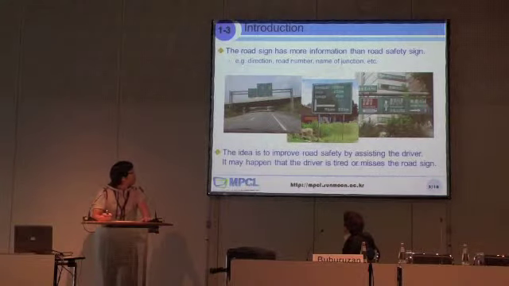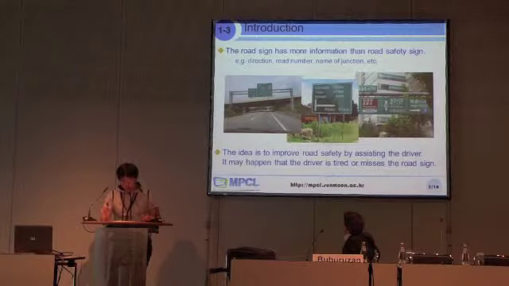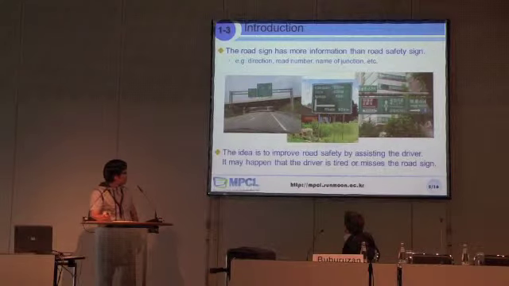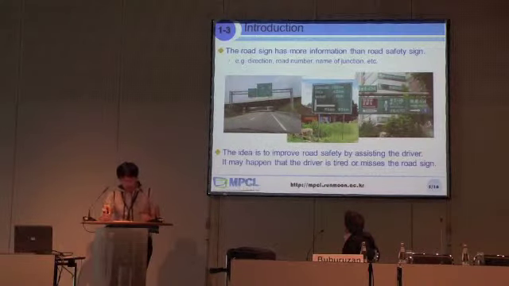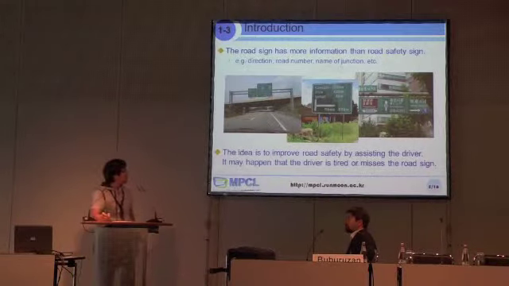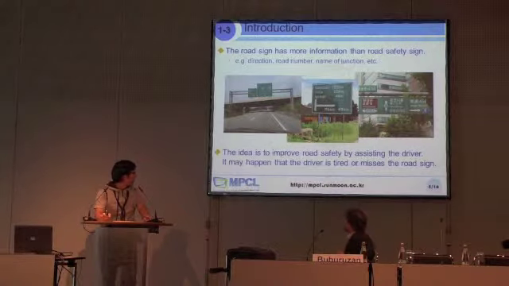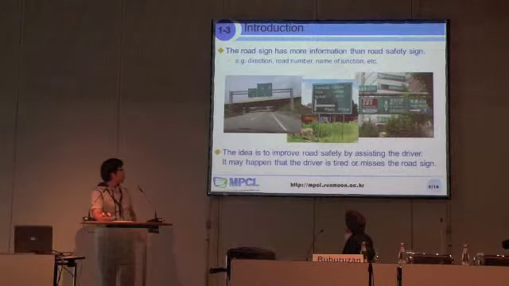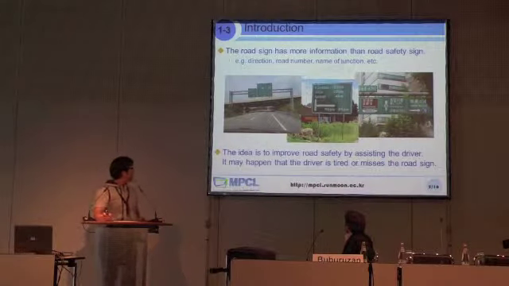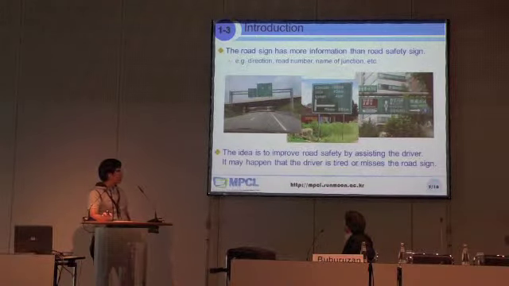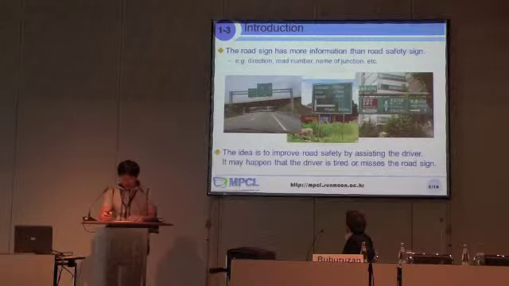The road sign has more information than the road safety sign. For example, distance, road number, neighborhood junction, distance to the destination, and so on. Road signs, like road safety signs, have rules set by each country's government. Information on a road sign depends on the installation site. The idea is to improve road safety by assisting the driver. It may happen that the driver is tired or misses the road sign.